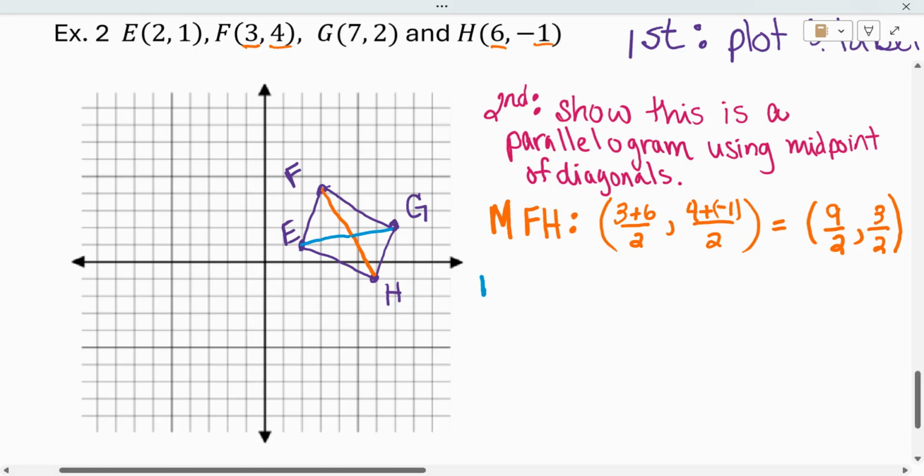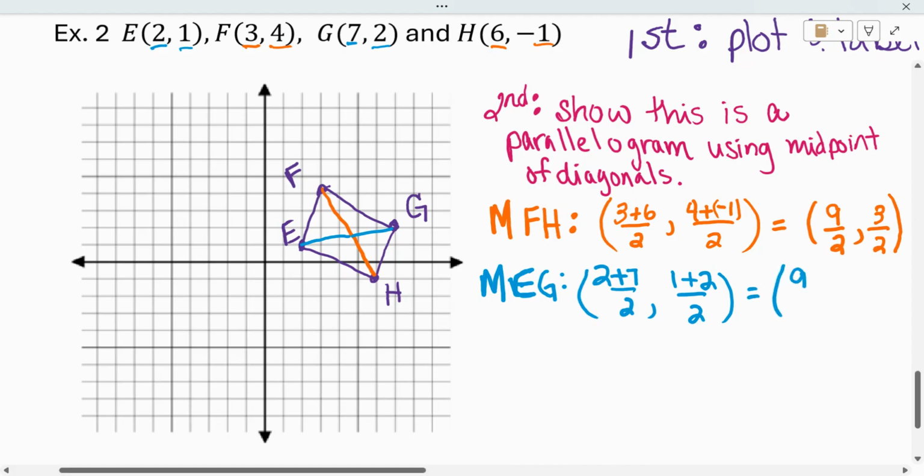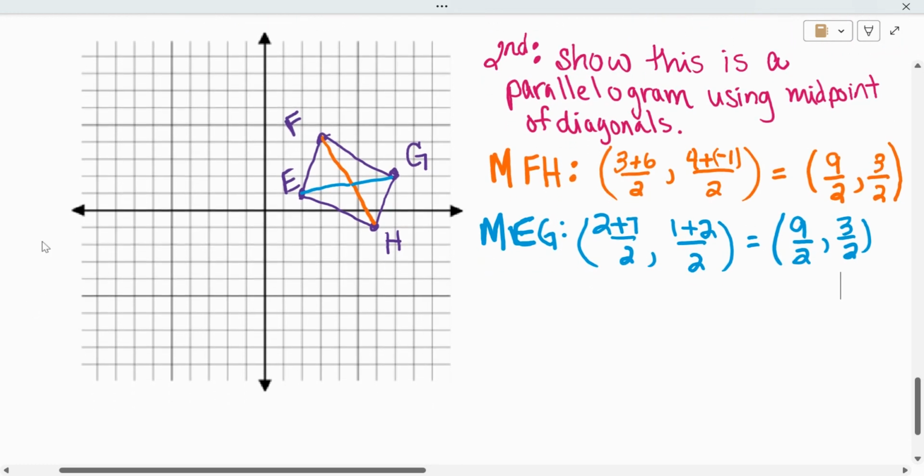Now let's calculate the midpoint of EG. So E, 2, the x-coordinates, 2 plus 7 divided by 2, comma, 1 plus 2 divided by 2. Well, 2 plus 7 is what? 9. 9 over 2, and 1 plus 2 is? Oh my goodness. Do we have a parallelogram? Yes or no? Yes. So we need to say that.